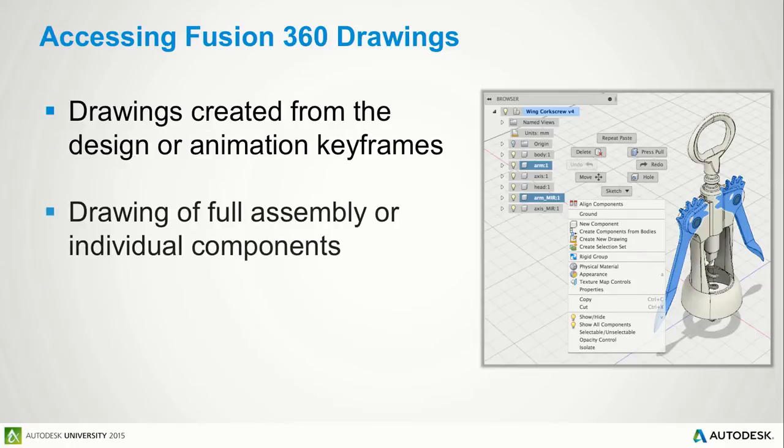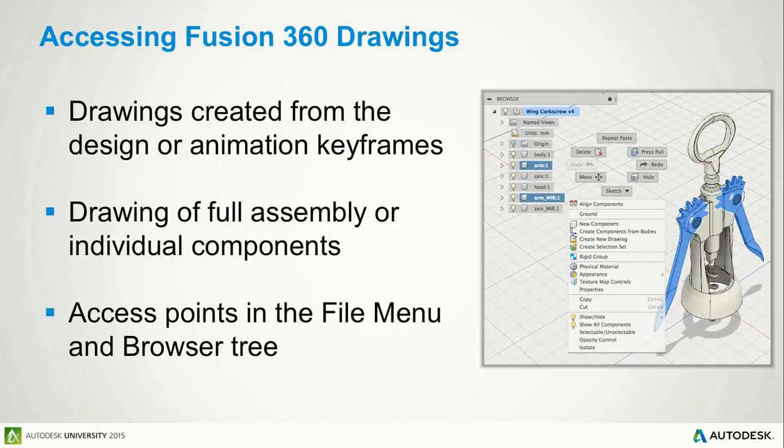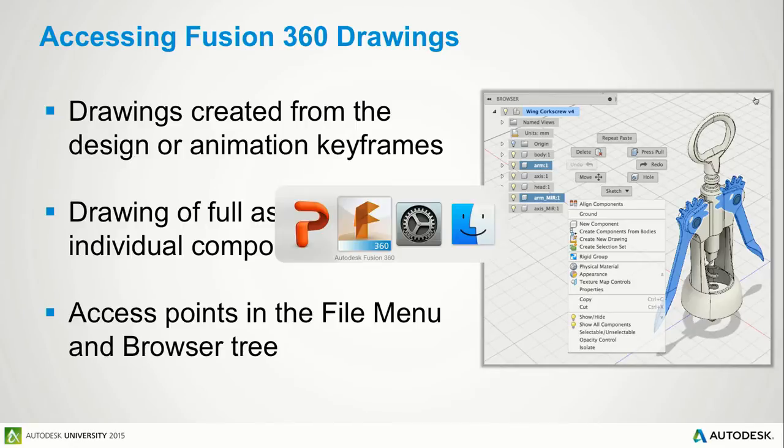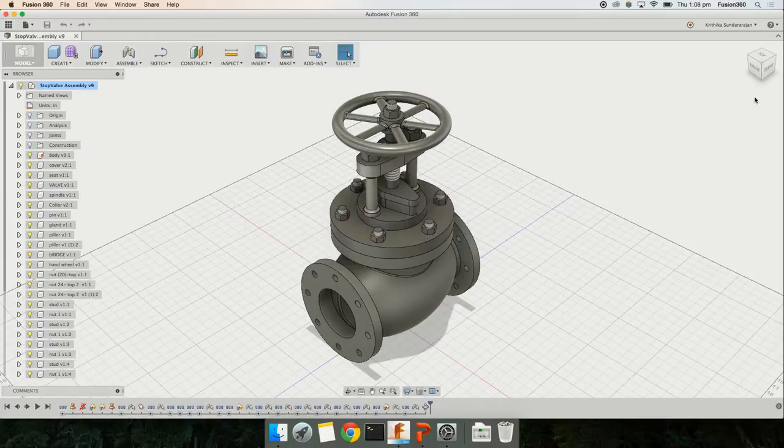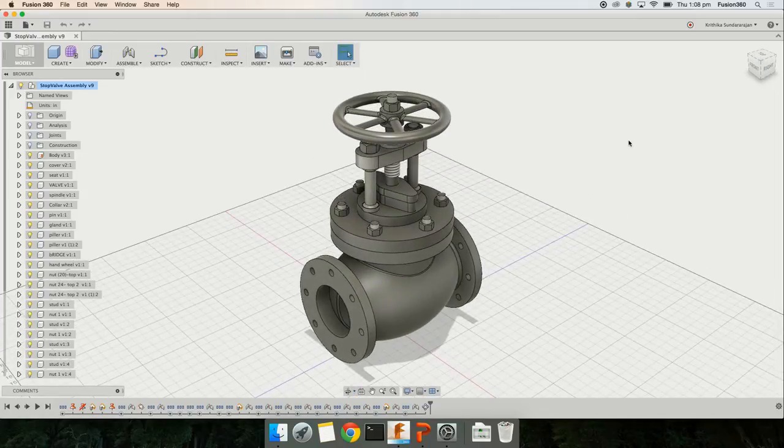Okay, so to access Fusion drawings, we start with a model, and you can create drawings either from the model or from animation keyframes, and you can create either part drawings or full assembly drawings. Let's take a look at how to do that. So I'm switching to my Fusion 360 here, and I have the model of a stop valve. Okay, and what we're going to do now is to create a part drawing from one of the components and lay down some views, annotations, see how we can edit things so they look better. And once we're happy with that, we'll also move ahead with things like exploded views, bill of materials with a full assembly drawing. Okay, so let's begin.